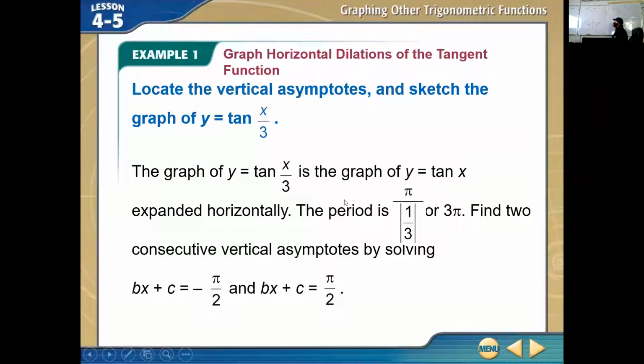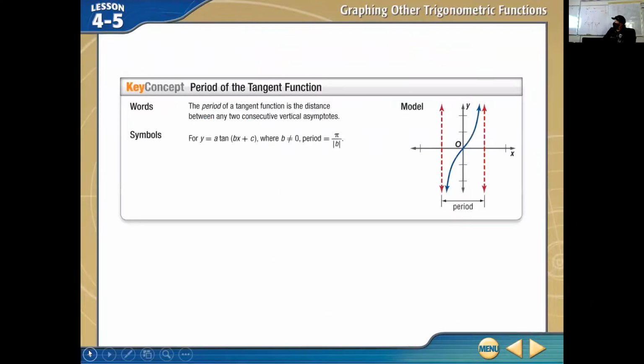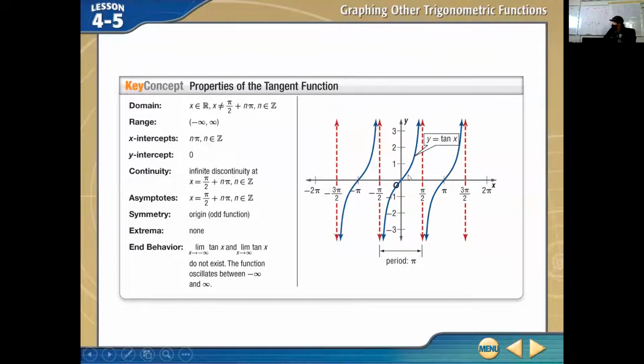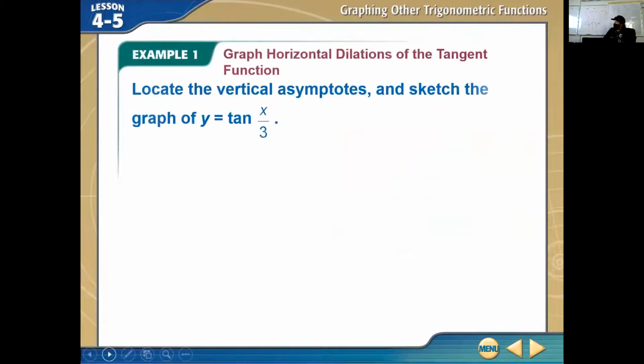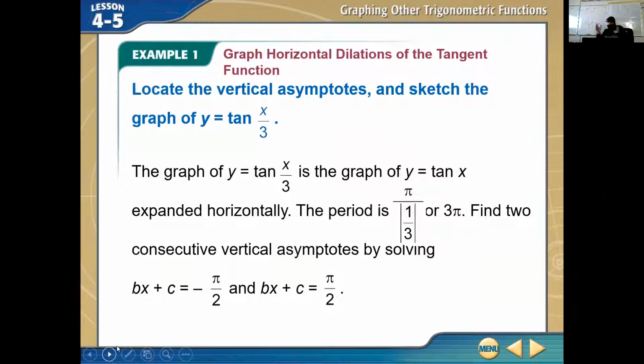So the period is pi over 1/3, or 3 pi. Then find two consecutive vertical asymptotes by solving bx plus c equal to negative pi halves, and bx plus c equal to pi halves. Remember, on the parent function, these were the original two asymptotes, negative pi halves and pi halves. Since bx plus c corresponds to phase shifts, if we set those equal to it, we're able to find the location of these other asymptotes, because we have the original ones, and then we can just add the period to it.